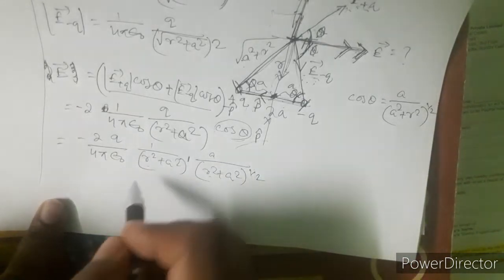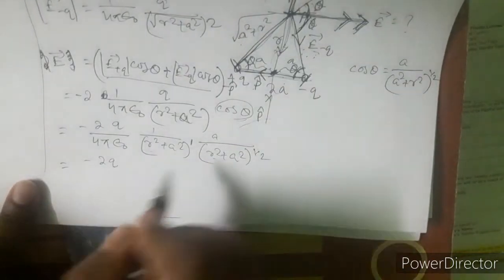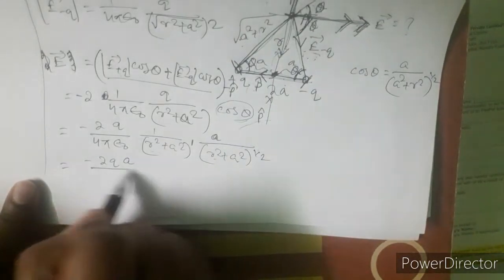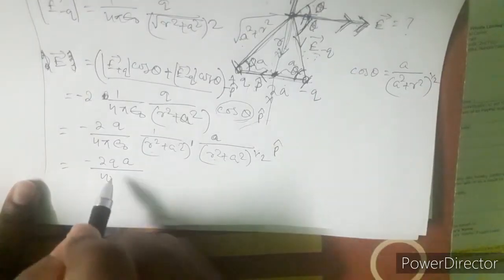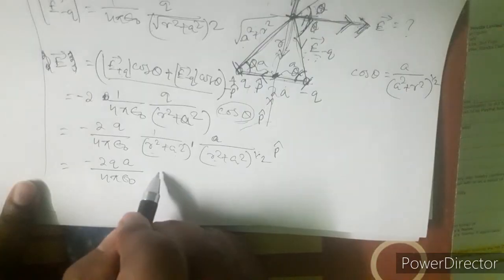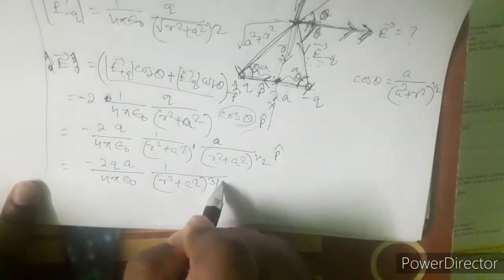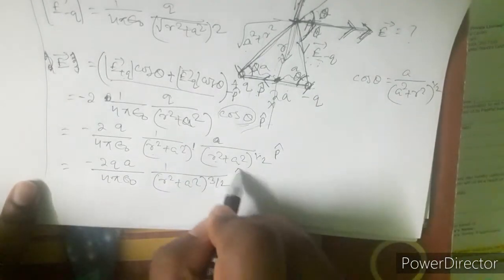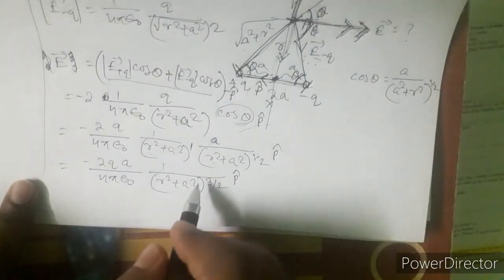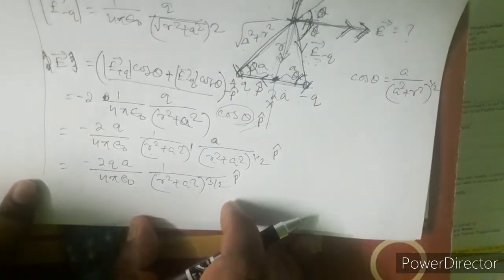So power will be added as the base is same. So what we will do, we will write down minus 2qa by 4 pi epsilon naught, that is 1 by (r square plus a square) to the power 3 by 2, p cap, since 1 plus half is 3 by 2. Clear? Now we will follow the same procedure we followed for the axial case, or for the points on the axis of the dipole.